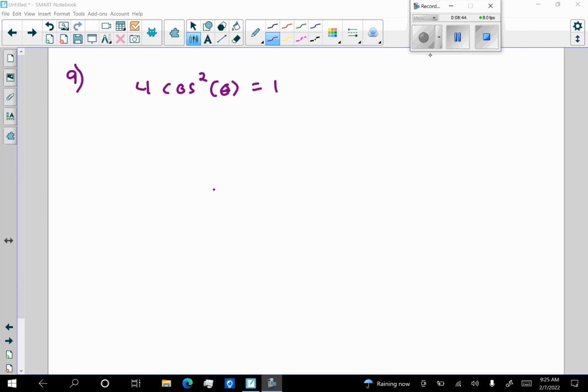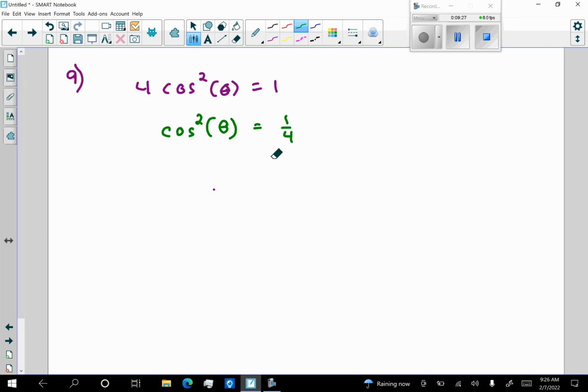Okay, so now we're going to look at number 9. Number 9 says 4 cosine squared theta is equal to 1. And I want to find the thetas such that 4 times the square of the cosine of theta is equal to 1. Step number 1 again is to isolate the trigonometric ratio. And you are correct again, Jolene, that the trigonometric ratio is cosine, so we need to isolate that. Step number 1 would be to divide by 4. And I always like to put parentheses around my variable so I know what's going on.